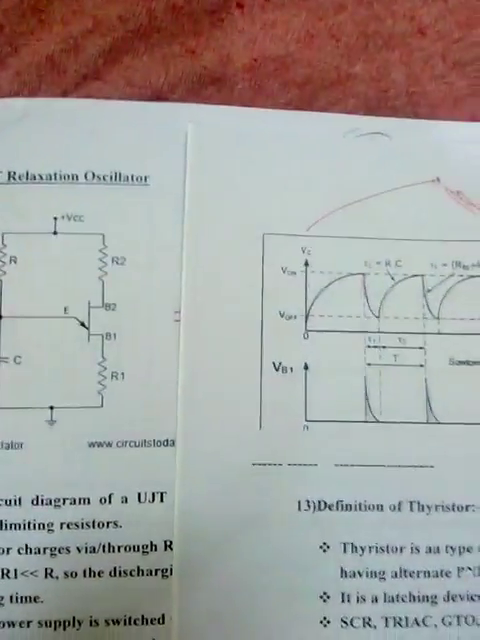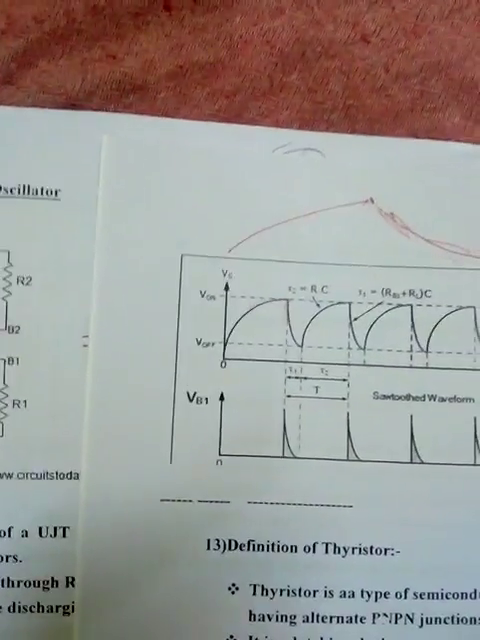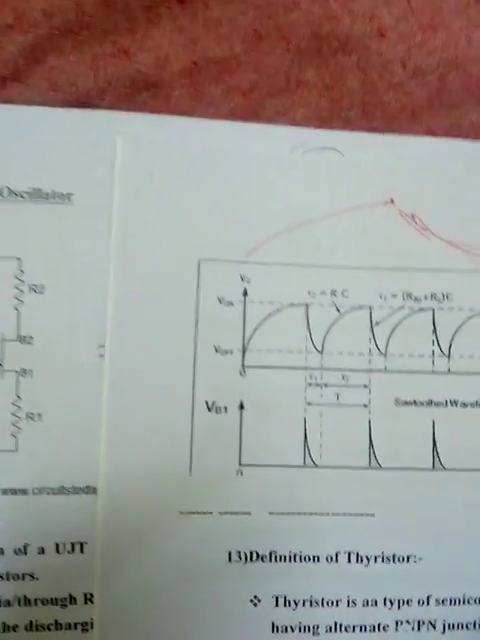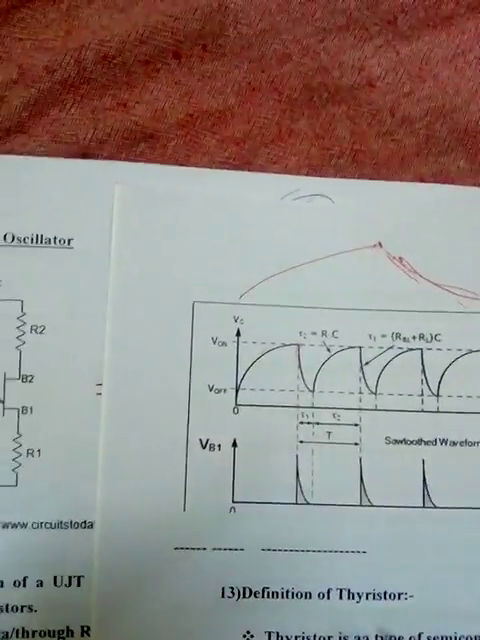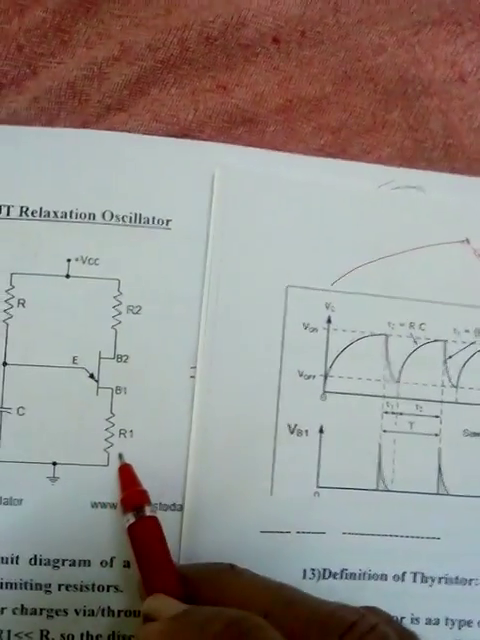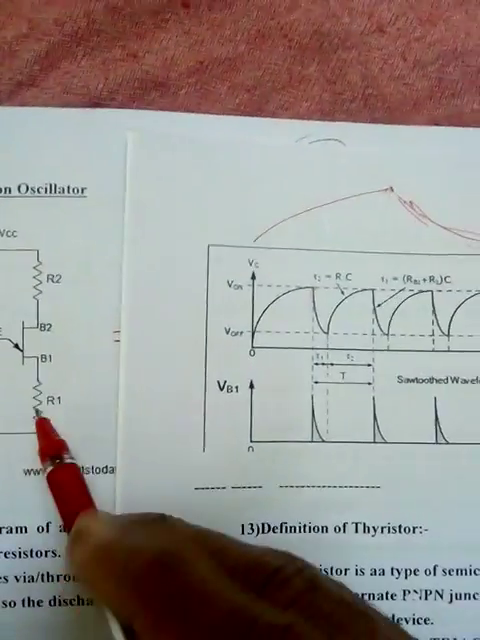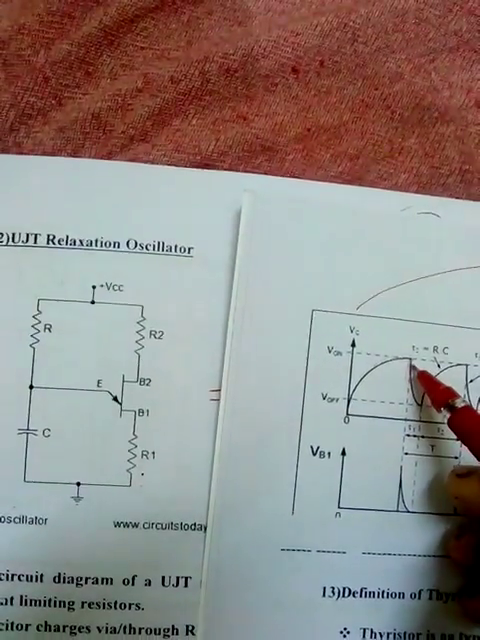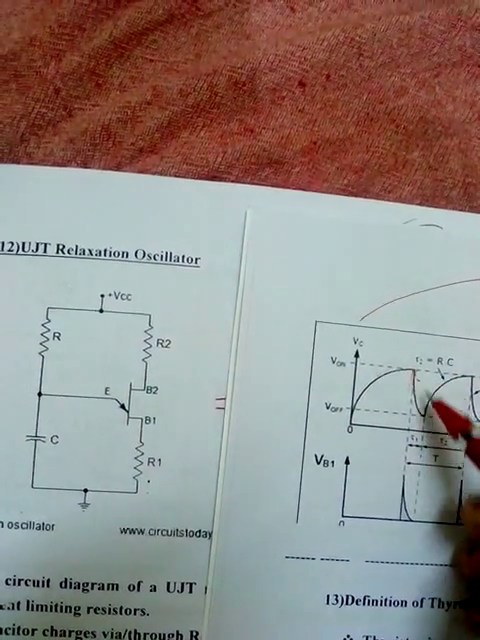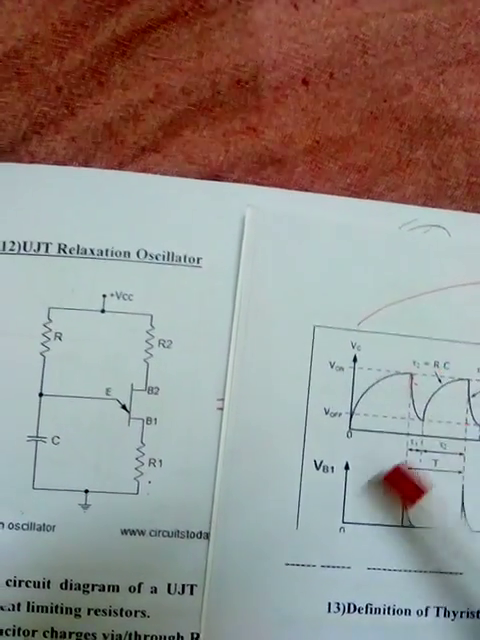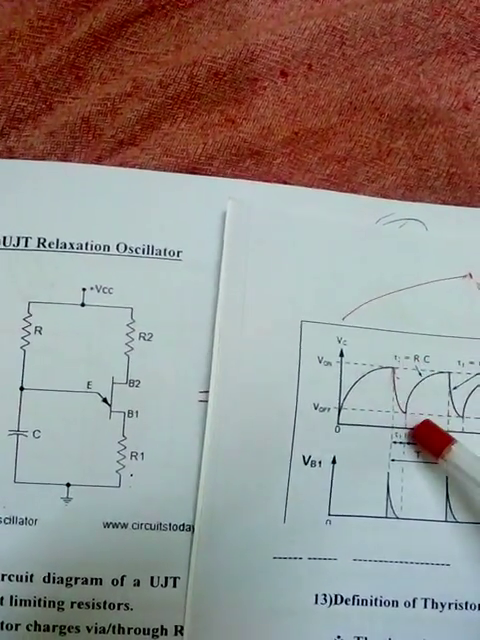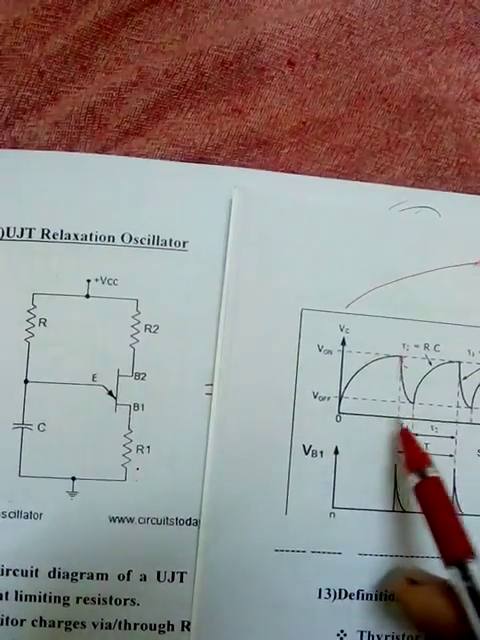But usually we need a short pulse for triggering an SCR, for application of the gate signal. So we will keep this small. Since it is small, the slope of the discharging curve will be fast or high. So this is the charging, discharging. This is the total time period.